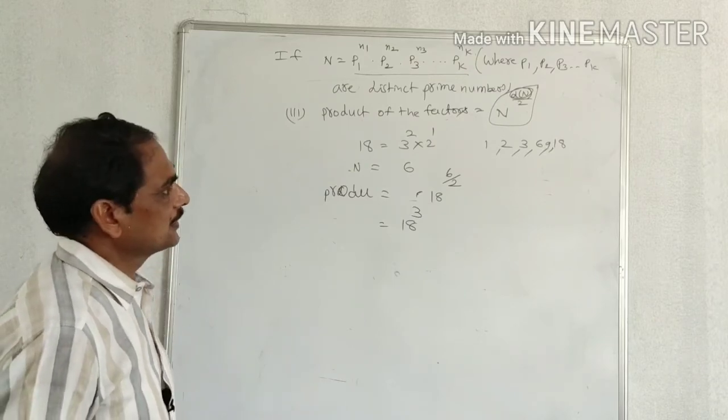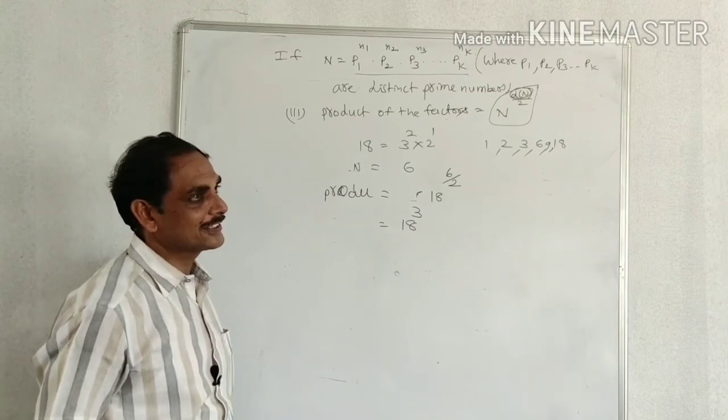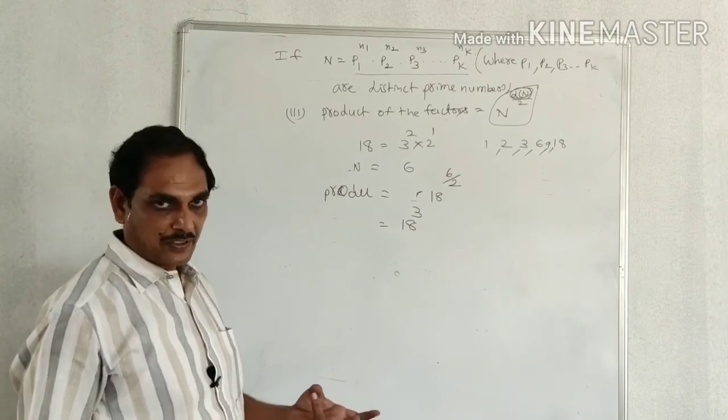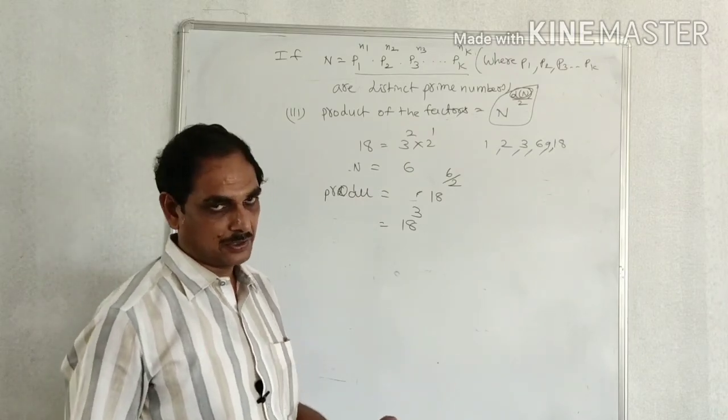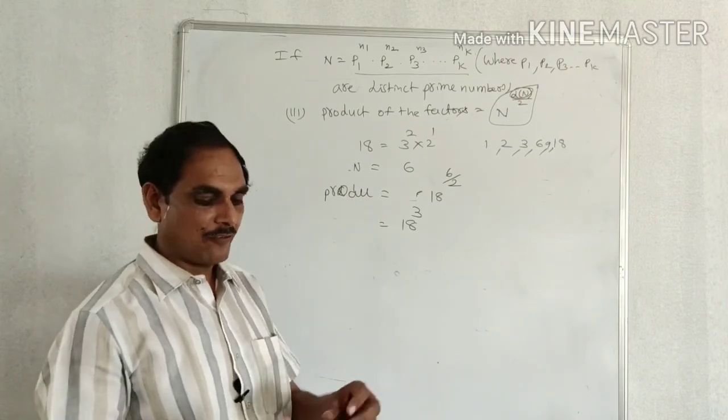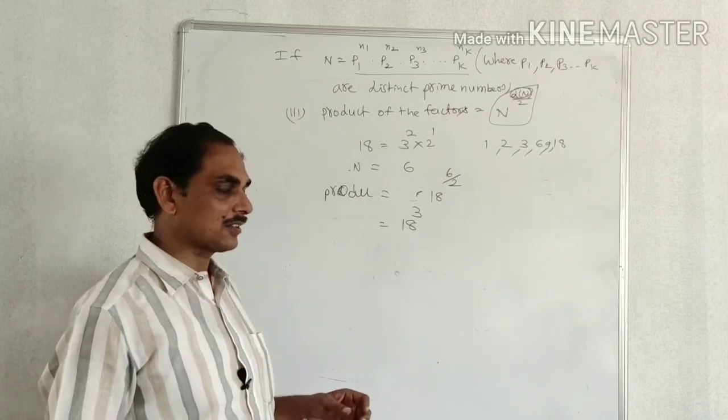So in this session we discussed perfect number, amicable number, prime number, composite number, and how to find the number of factors, sum of the factors, and product of the factors.